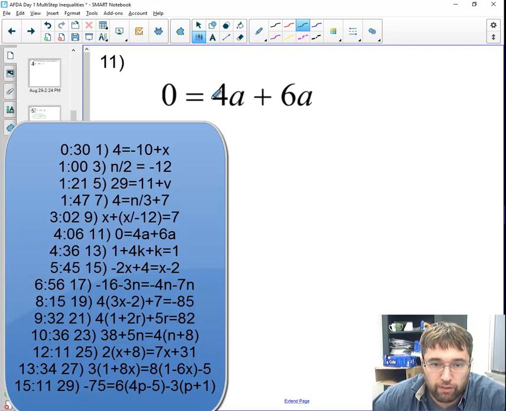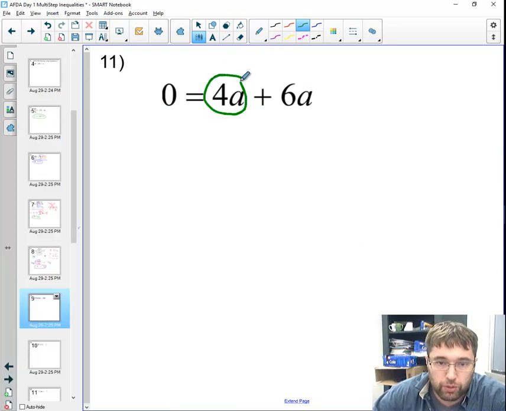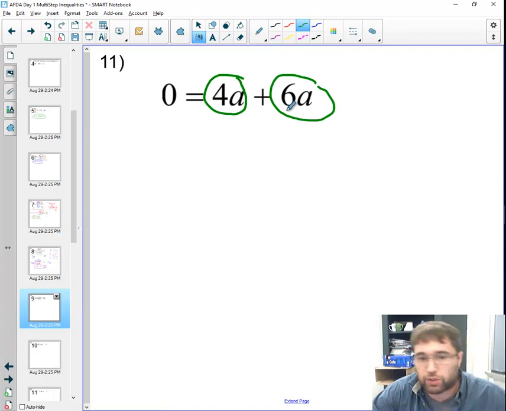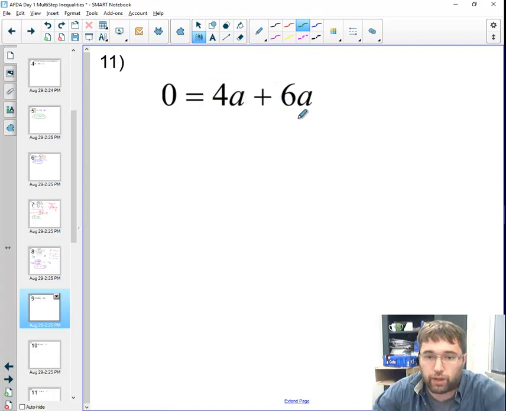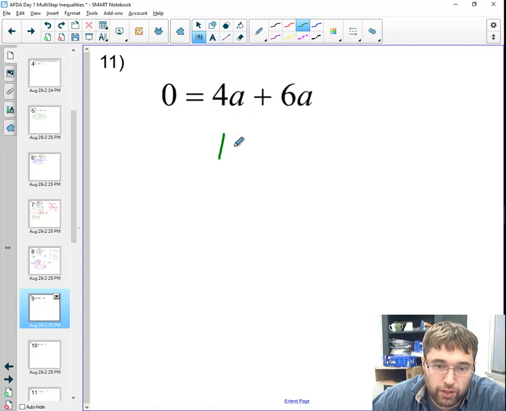Number 11, what we have here is two variables. So we circle the variable. We have two variables. We see that they're the same thing, so we can just combine them. So we have 4 plus 6 is 10a equals 0. So when we have double circles, we simplify.